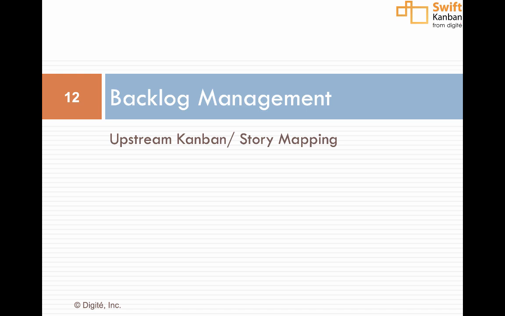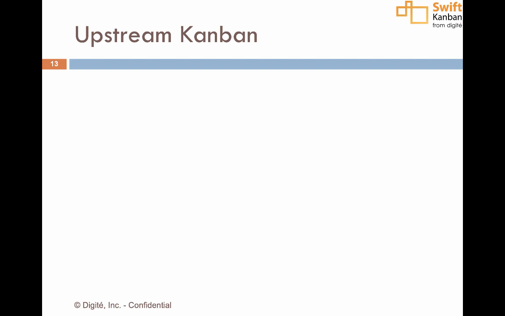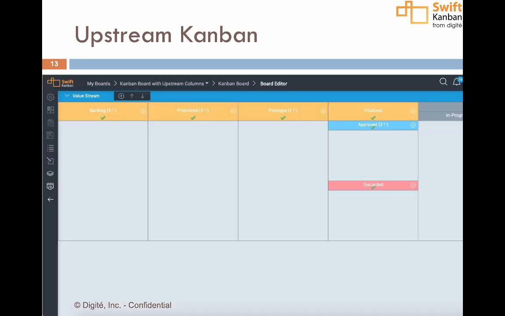Our backlog management capabilities are really popular with our customers. We provide two types of backlog management. Firstly, of course, using Upstream Kanban and the principles of Upstream Kanban, you can manage a backlog very effectively. In addition to having an altogether separate board for managing your upstream processes like we do, you can also designate specific columns of your Kanban swim lane as upstream columns. So you can define, for example, here you can see the backlog, prioritize, prototype, and finalize as upstream columns.